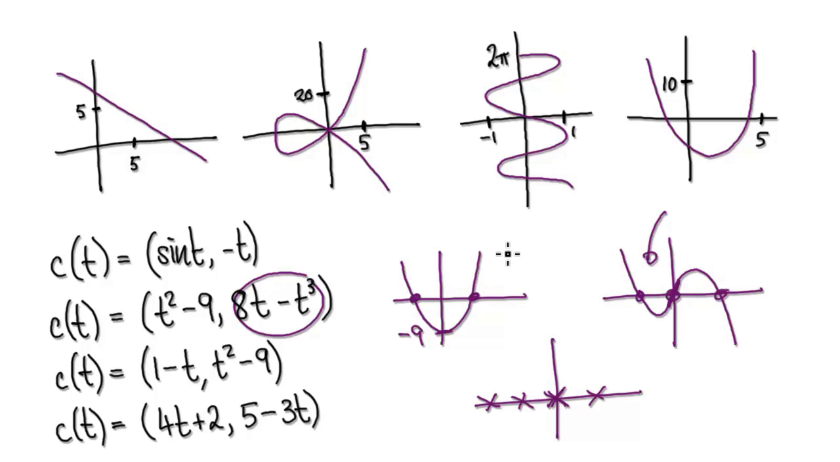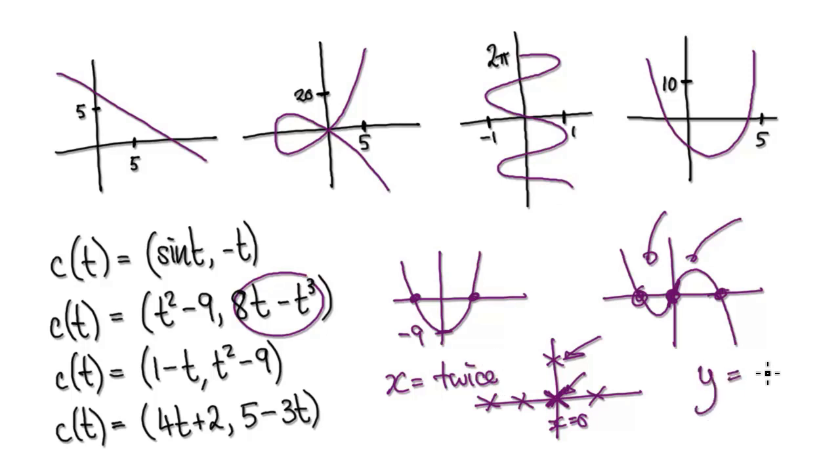So you're looking for a graph where x will be 0 twice. For example, it could be here or it could be here. So this is 1, 2. It could be like this, where x equals 0, and then you're looking for a time when y will be 0 3 times. 1, 2, 3. You're looking for a graph where x will be 0 twice and y will be 0 3 times.